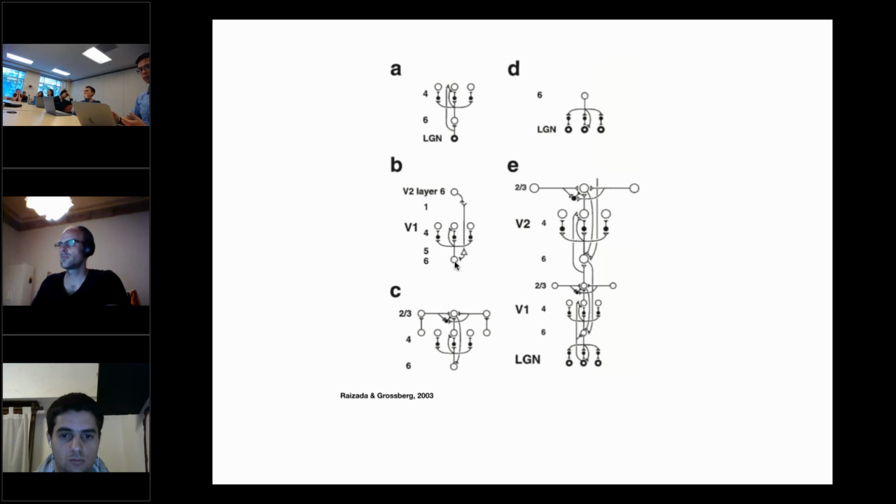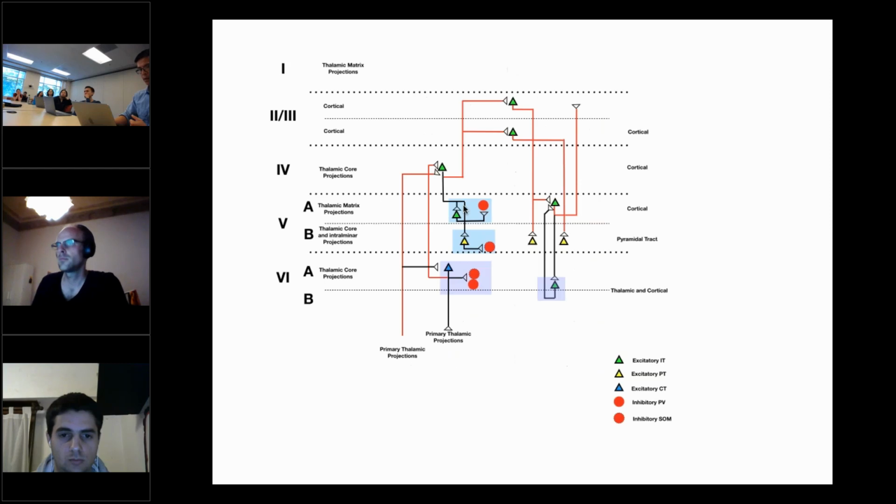So this is V2 layer 6, going into, where's it going? Layer 6 of V1? No, layer 1 of V1. Oh, I see. And layer 1's part of that circuit. Got it. So it's consistent with this anatomy here.